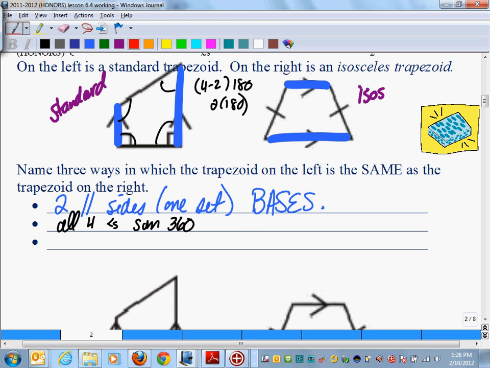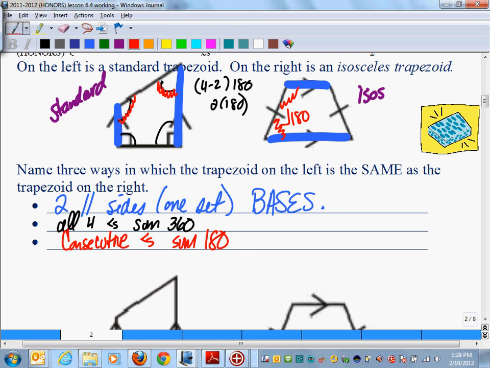There you go. Now, the next one is consecutive angles. Angles that are next to each other. The squiggle angles here and squiggle angles here. Those are called consecutive. They add up to 180. Consecutive angles sum 180. That is true of all parallelograms. All parallelograms. No, I just said parallelograms, didn't I? Trapezoids. That's true of parallelograms as well.